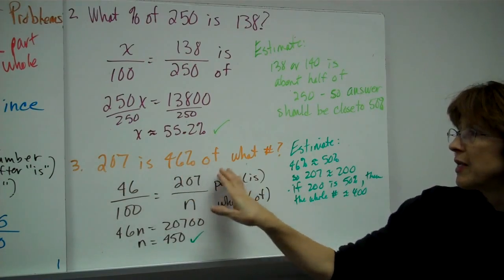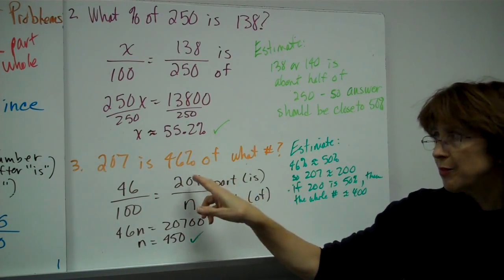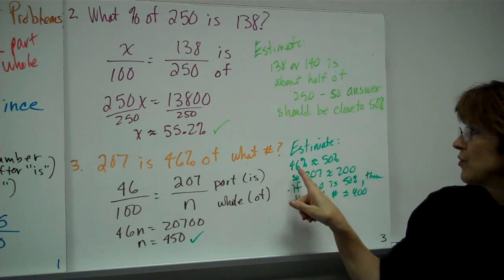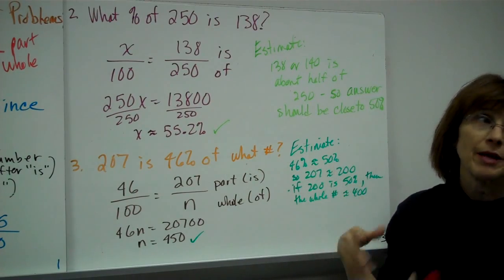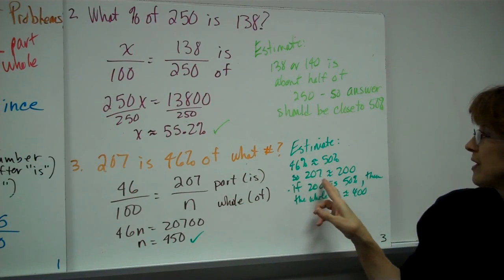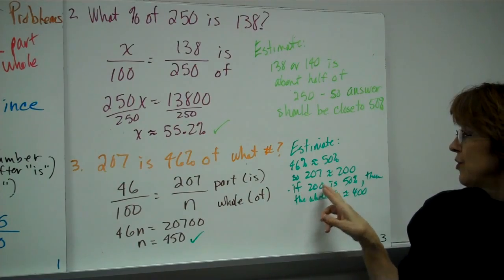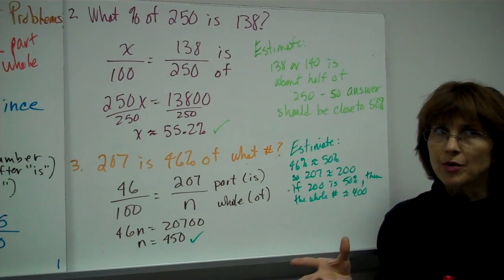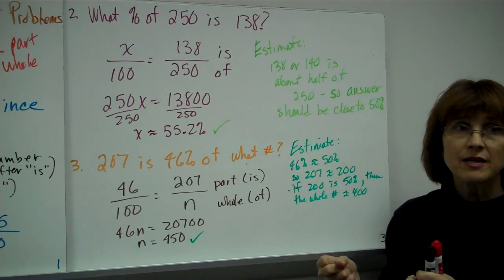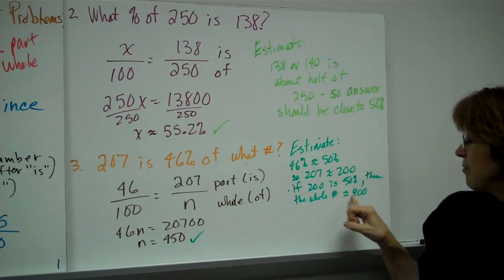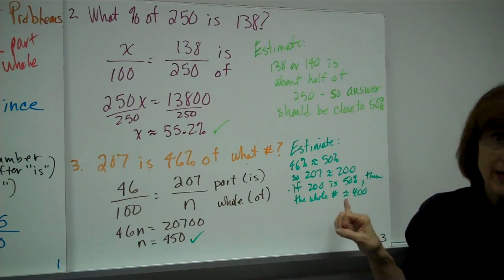207 is 46% of what number? Okay, this time we're given the percentage. And again, we can estimate because 46% is about 50%, which is about half. So you think, okay, 207 is about 200. And if 200 is about 50% of some number, if you got 200 right on a test and you got 50% on that test, there had to be about 400 questions on that test, okay?